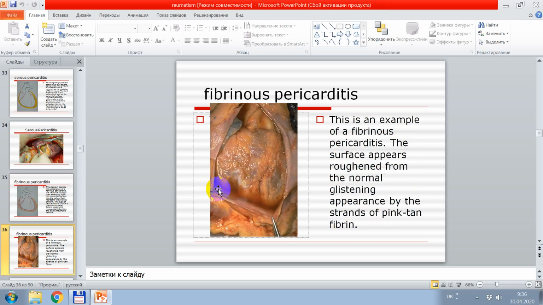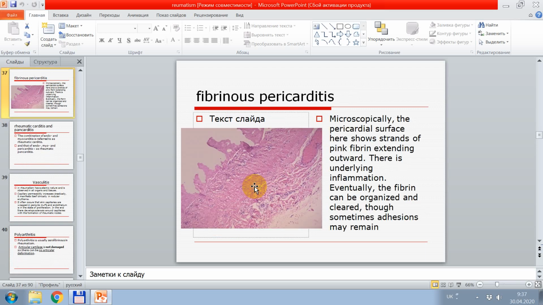This macroscopic picture presents signs of fibrinous pericarditis. This is an example of fibrinous pericarditis. The surface appears roughened from the normal glistening appearance by the strands of pink tan fibrin.